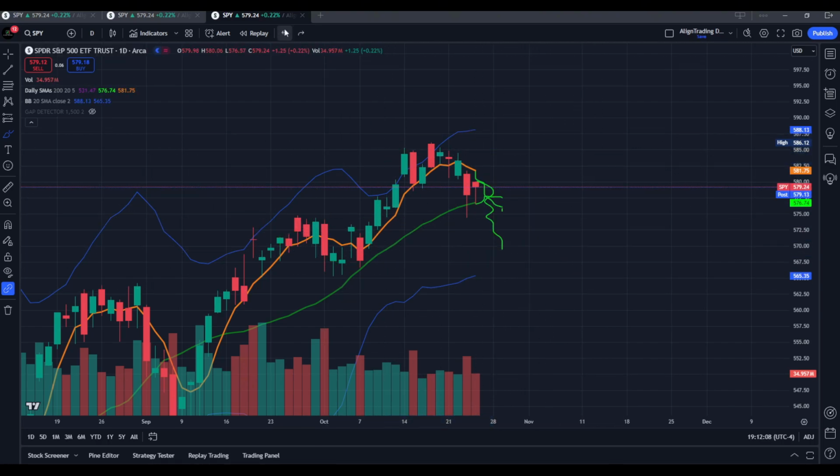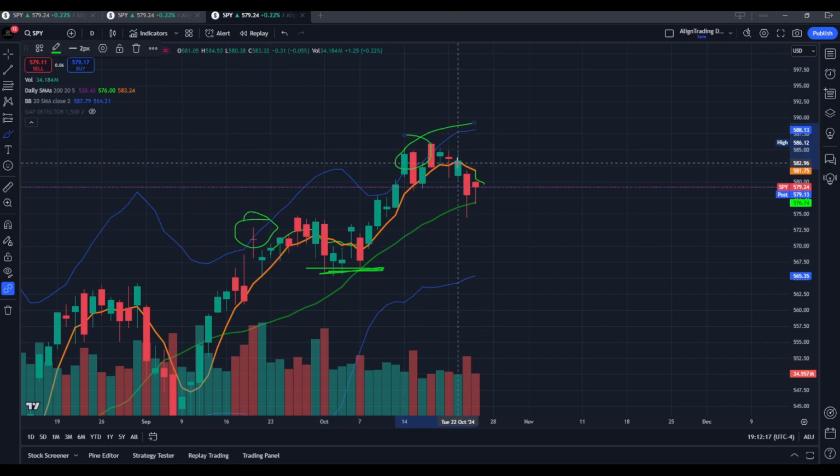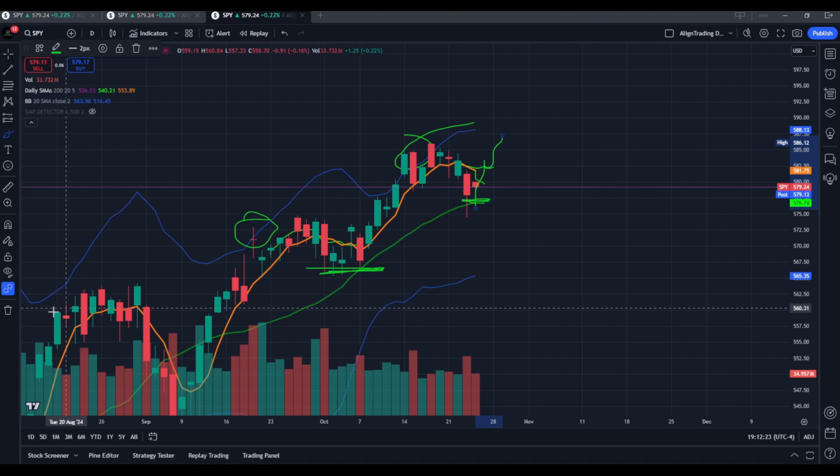If this does start to form right here, you can see how we have this possible large head and shoulder playing out. But again, if this is just a pullback to the 20-day, when the 5 flattens out, we already got the upper Bollinger retest right here, 5 flattening out, 20 retest. If we regain the 5, we're just back up in the trend.